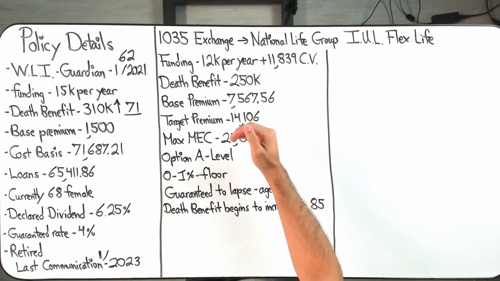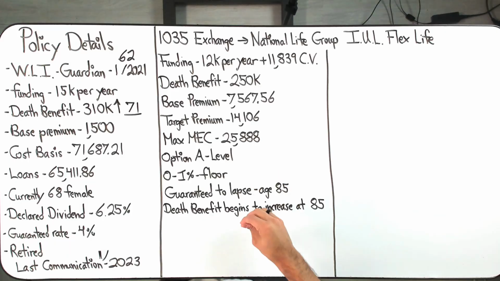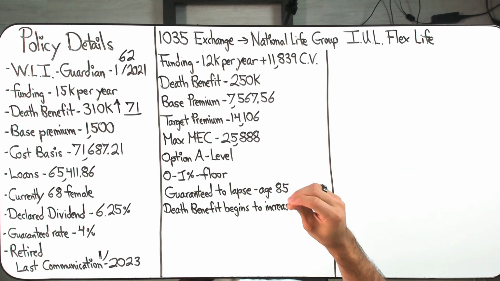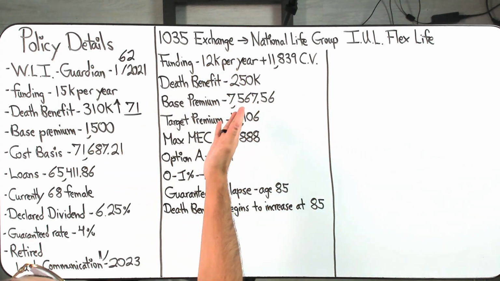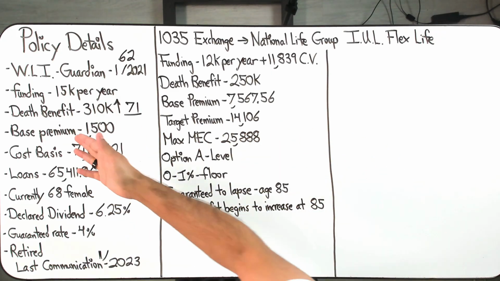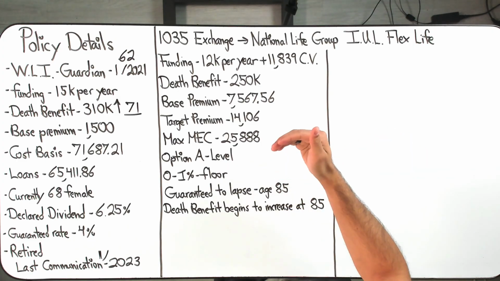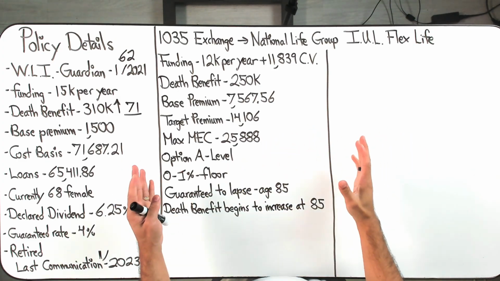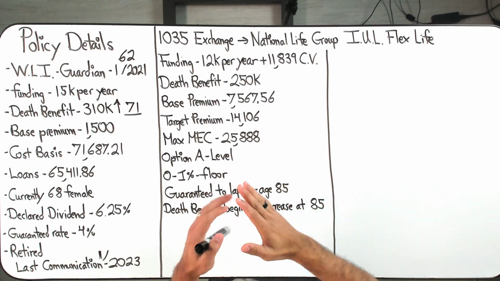So target premium to get optimal results for the way you designed this policy, she needs to be actually funding $14,106 per year. And my guess is that she doesn't know that, because if she did, she probably wouldn't do this, because you're only reducing her funding $1,000. We could simply do that with the whole life. Now, here's another thing you blew my mind with, is you set a high MEC limit of $25,888, which blows my mind.